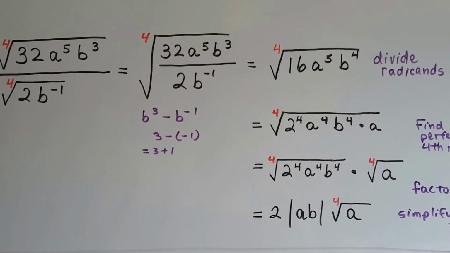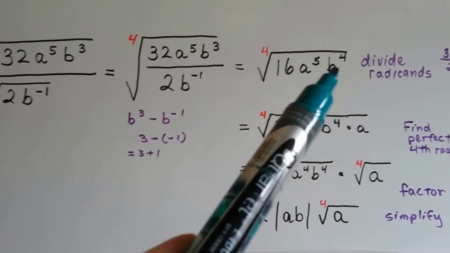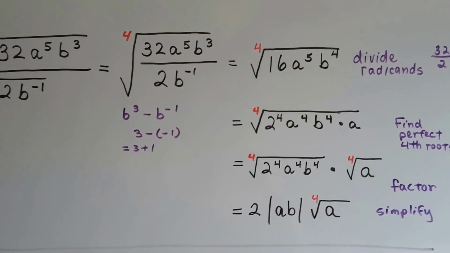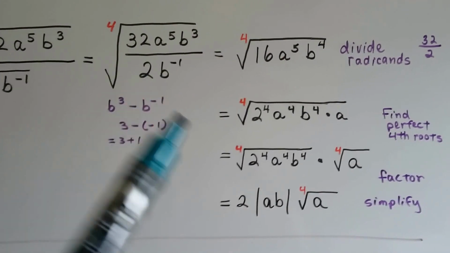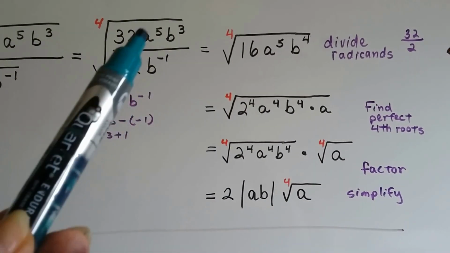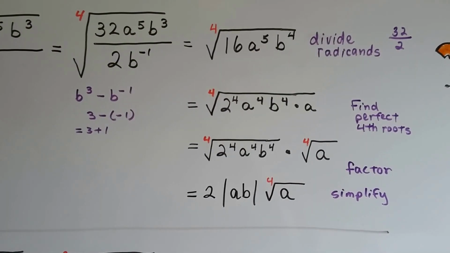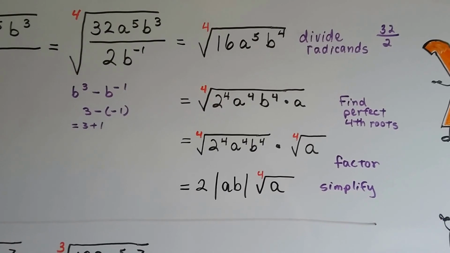We add the opposite. So this 3 minus a -1 is going to become a positive 4 because we added the opposite. When we divide the 32 by the 2, we get a 16. There's no a here in the denominator, so it's going to stay a to the 5th power, b to the 4th. Now we find perfect fourth roots.